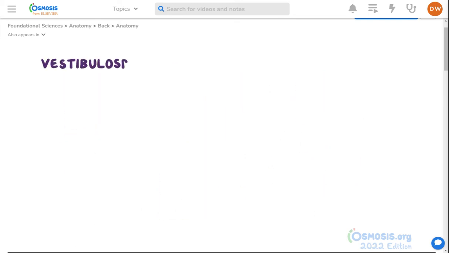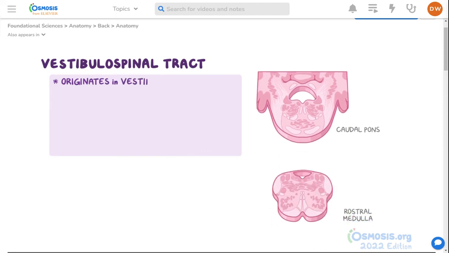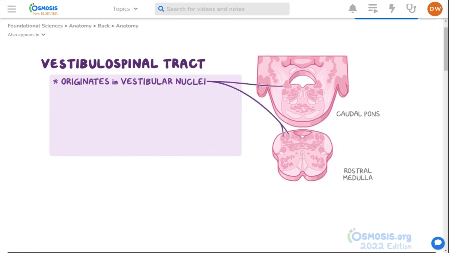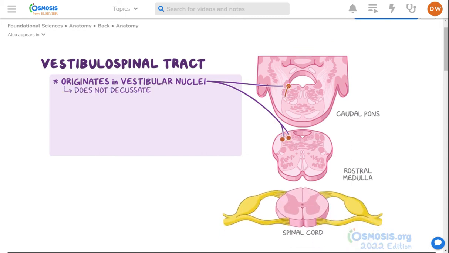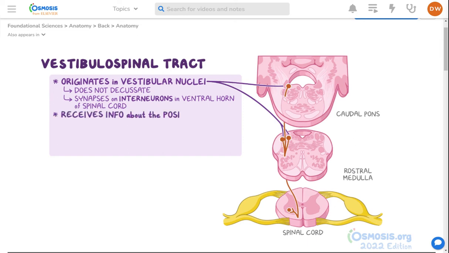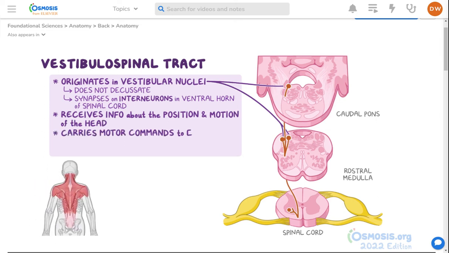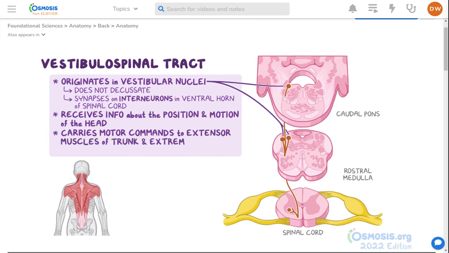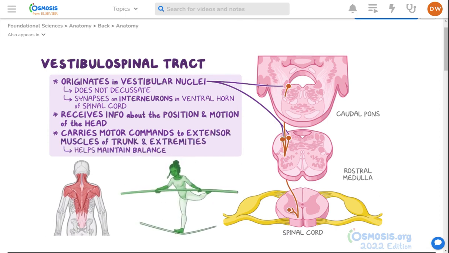Finally, there is the vestibulospinal tract, which originates from the vestibular nuclei located in the pons and medulla just beneath the floor of the fourth ventricle. Its fibers do not decussate and descend into the spinal cord, terminating and synapsing on interneurons in the ventral horn of the spinal cord. Now, the vestibular nuclei primarily receive sensory information about the position and motion of the head. Therefore, the vestibulospinal tract functions to carry motor commands that facilitate extensor muscles of the trunk and extremities, which helps to maintain balance.